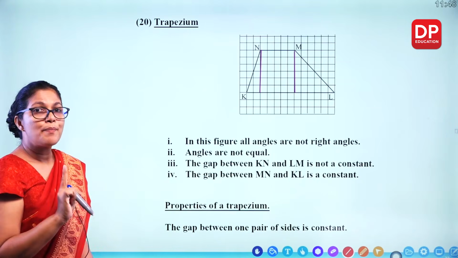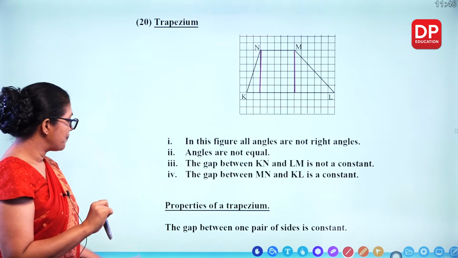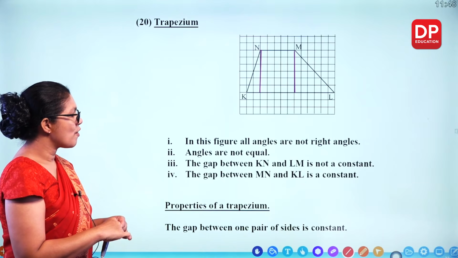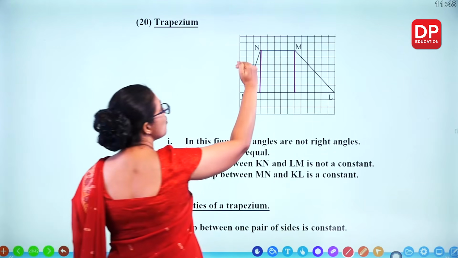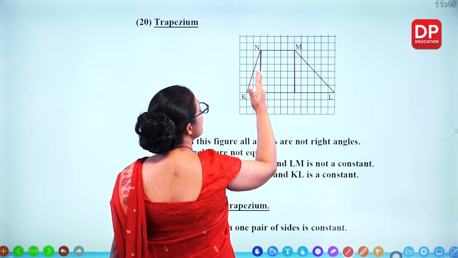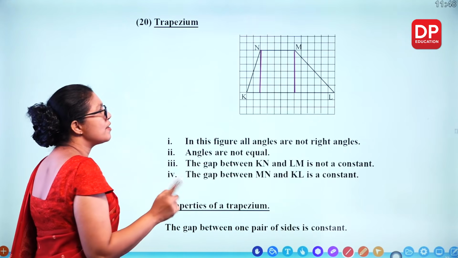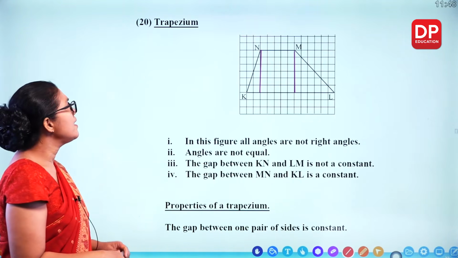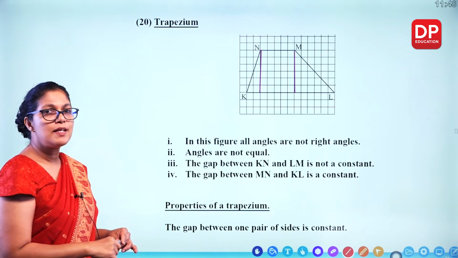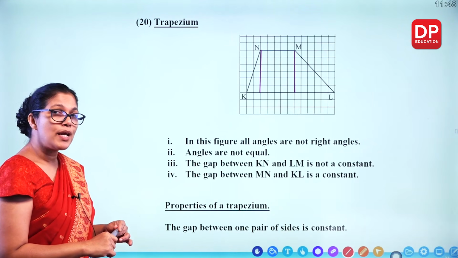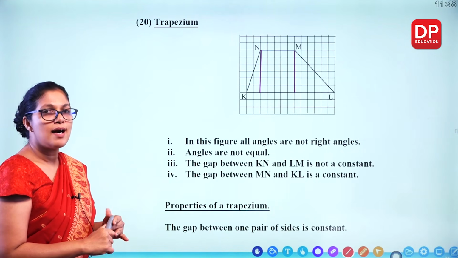So what are the properties of a trapezium? The gap between one pair of sides is constant. So only one pair of sides, not both. So remember that the property of a trapezium is just that the gap between one pair of sides is a constant value.